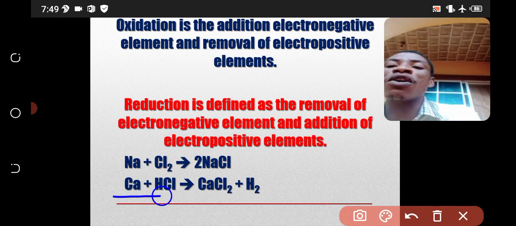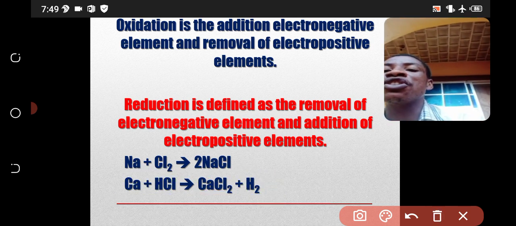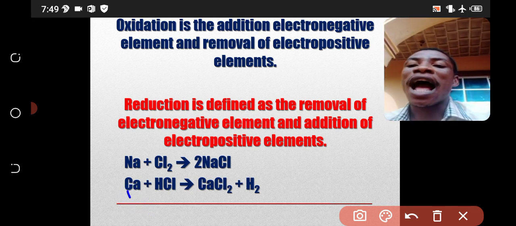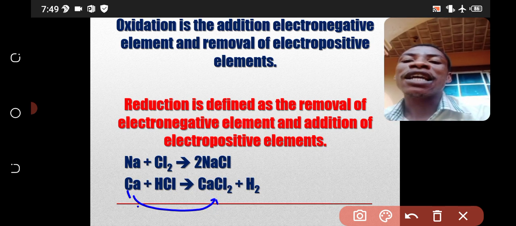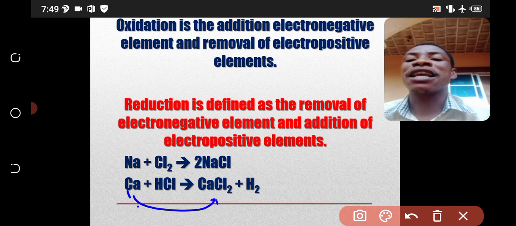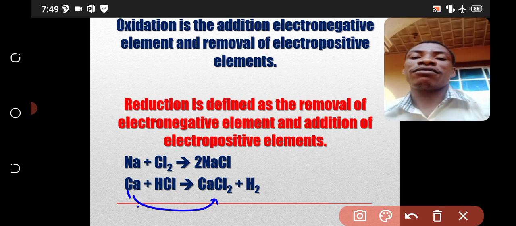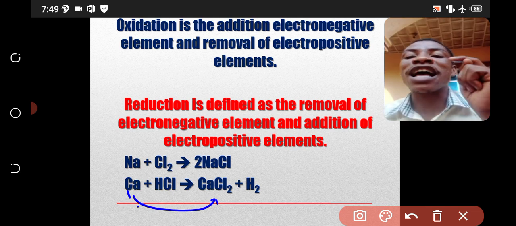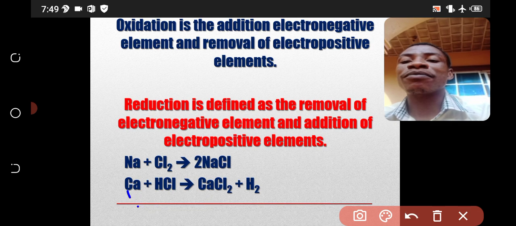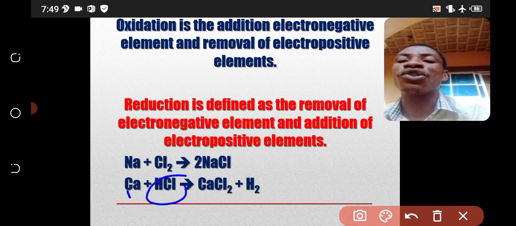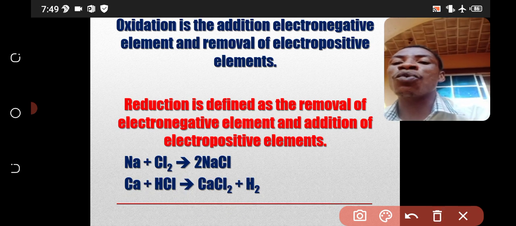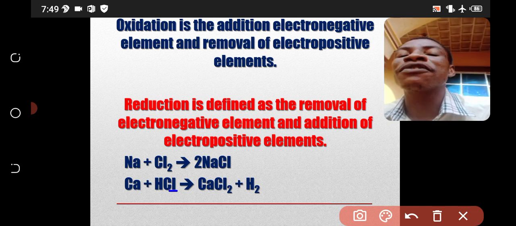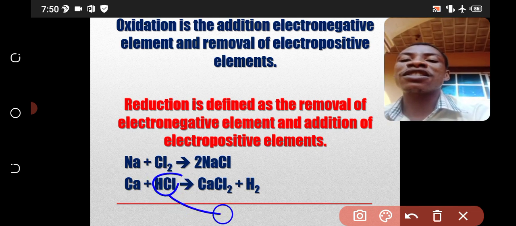And you can see in this second reaction also where calcium is reacting with HCl. Now calcium ended up displacing hydrogen and becoming calcium chloride. Now in this place, calcium has been oxidized because there's an addition of chlorine to it, and chlorine is an electronegative element. So calcium has been oxidized to calcium chloride, whereas HCl has been reduced to ordinary hydrogen because we have removed chlorine from HCl. So that's a removal of electronegative element, to give us hydrogen.